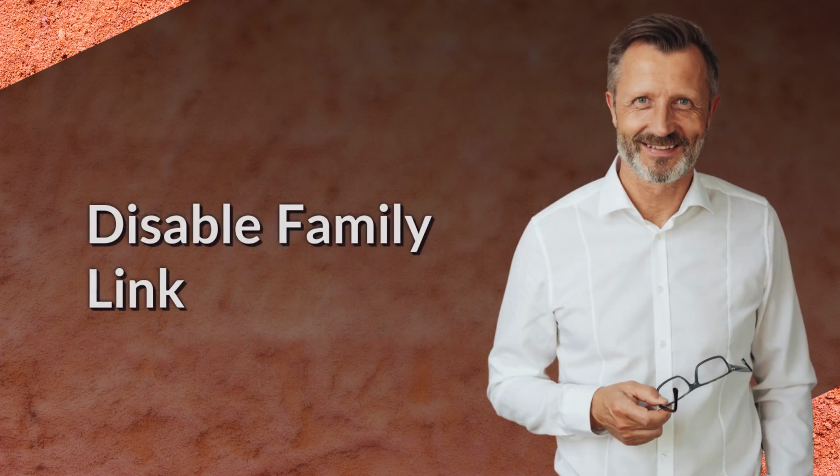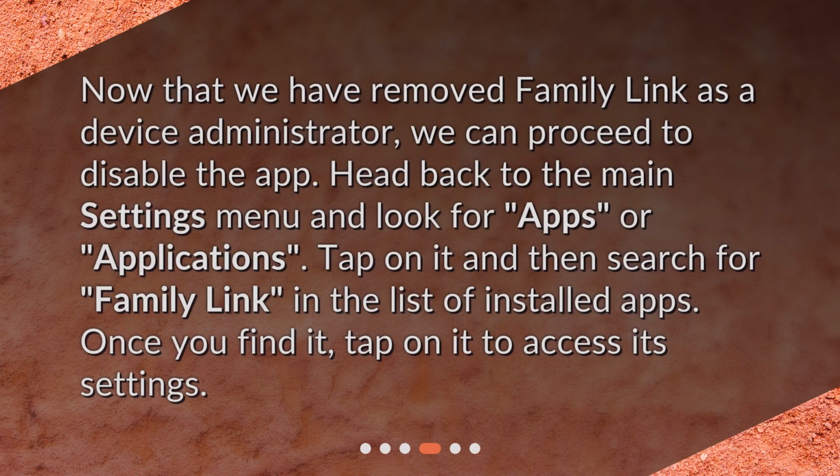Disable Family Link. Now that we have removed Family Link as a device administrator, we can proceed to disable the app. Head back to the main settings menu and look for Apps or Applications. Tap on it and then search for Family Link in the list of installed apps. Once you find it, tap on it to access its settings.